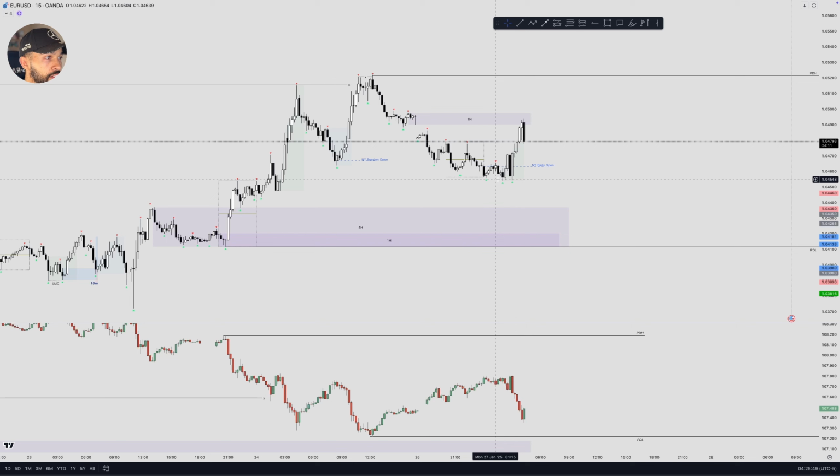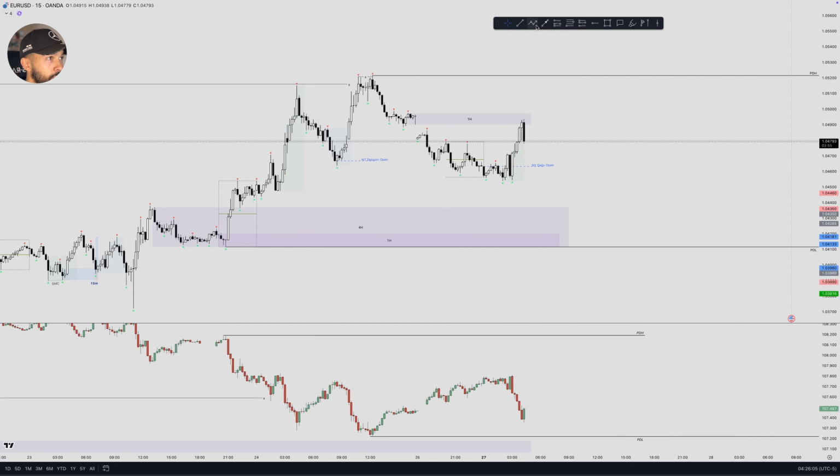Now, personally, I didn't long from this area, even though we swept Asia and broke structure, just because I think we had good draws on price below and we're coming from that premium. So I didn't want to go against the higher time frame there. But now we've come and mitigated this zone here.